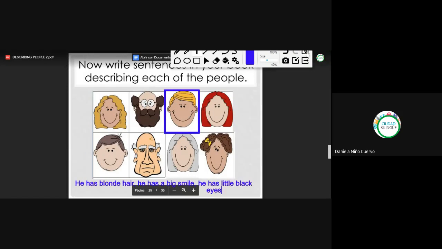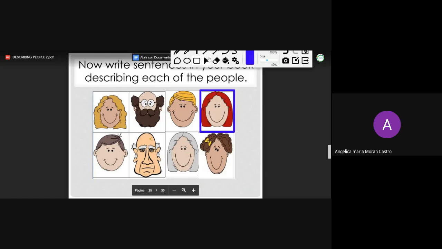Now we continue with the character number four. And Ange, can you help me with the description of the character number four, please? Yes, dear. She has a straight, yes, and short hair. Straight and short hair. Well, that would be short and straight. Sorry, first we say the size, yes? Short and then the length. Straight. How do you say rojizo, teacher? Ginger. Short. Straight. And ginger hair. Yes. Okay.